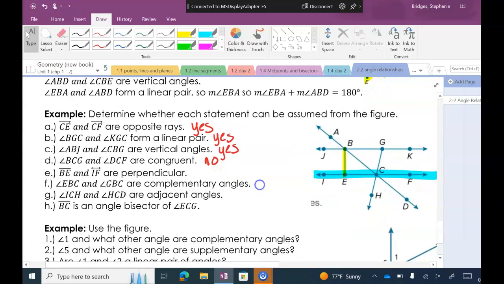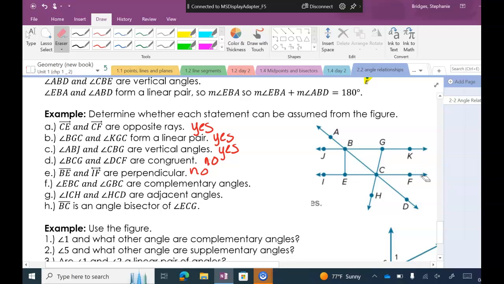All right, line segment BE, so this piece right here, is perpendicular to line IF. Can I assume perpendicularity? No. Do I have any markings to tell me that those are perpendicular? No. So I cannot assume that. If I had put a little box there, then the answer would be yes. But because there is no box, we have to say no on that one.